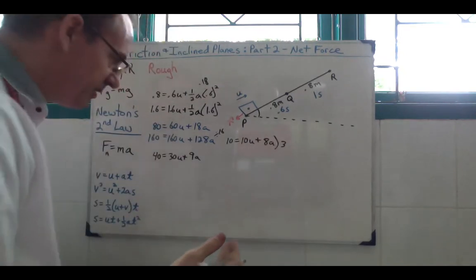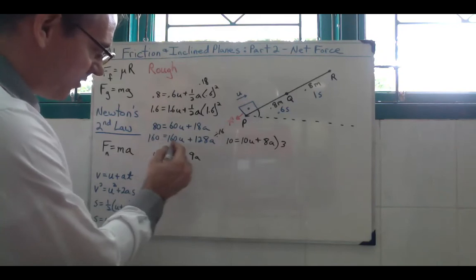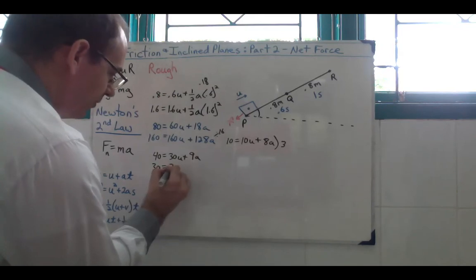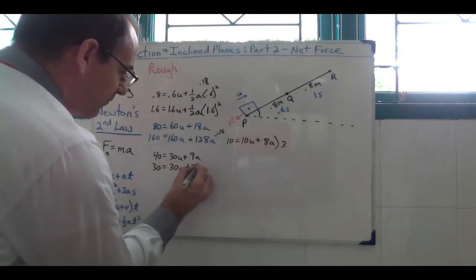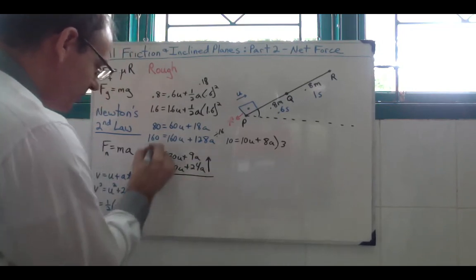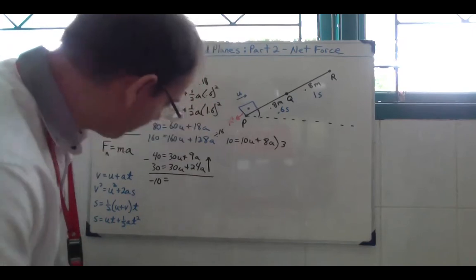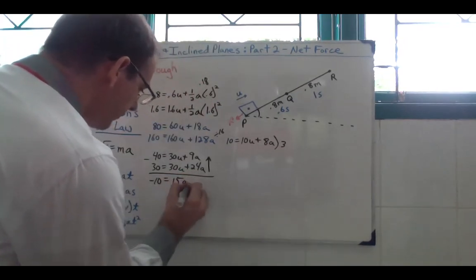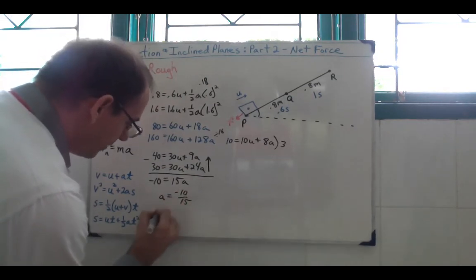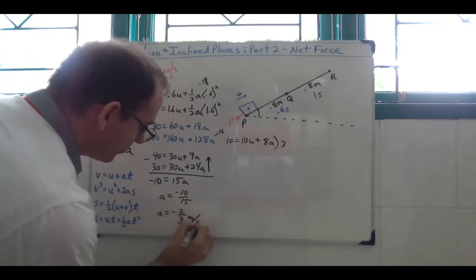So just playing with the numbers to get it. You can do substitution if you want. I like elimination, so I prefer to play with the numbers. So I divided everything by 16, now I'm multiplying it by 3. So that gives 30 equals 30u plus 24a. And we're going to subtract going up. So that gives a negative 10 equals 24 minus 9, which is 15a. Divide by 15, a equals negative 10/15, which then equals negative 2/3 meters per second squared.